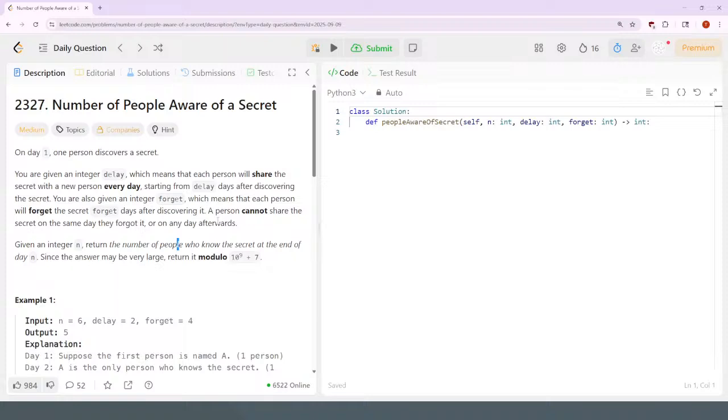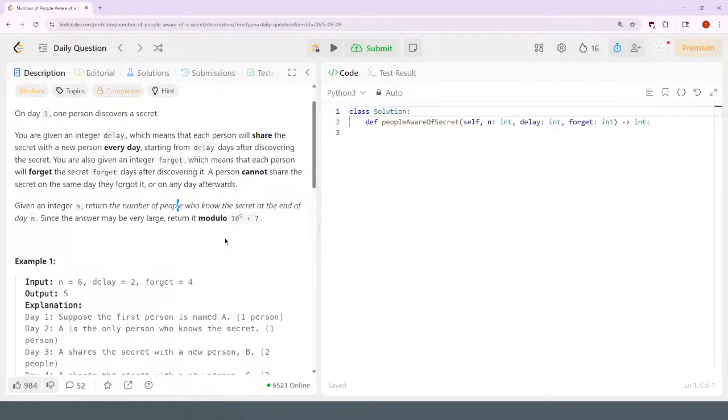A person cannot share the secret on the same day they forgot it, or any day afterwards. Given the integer n, return the number of people who know the secret at the end of n days. Since the answer may be very large, return it modulo 10 to the 9th plus 7. Okay.